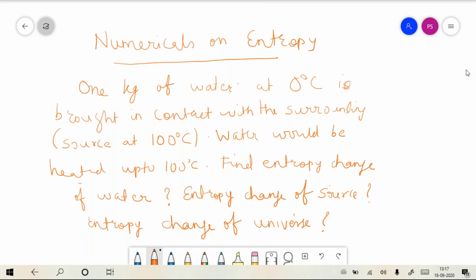Okay, what would happen to the entropy of the source? Whether it will increase or decrease? Kunal, you are right. What would happen to the entropy of the source, the reservoir, which is at 100 degrees centigrade? Whether it will increase or decrease or remain constant?